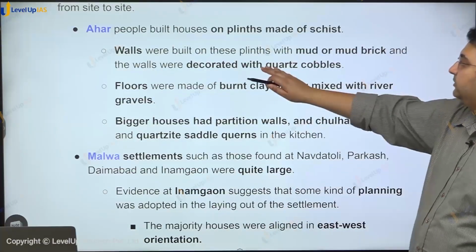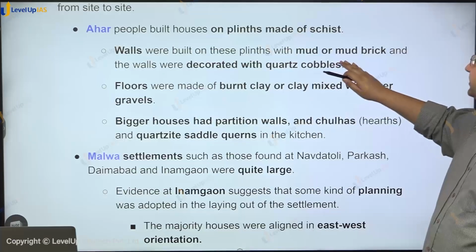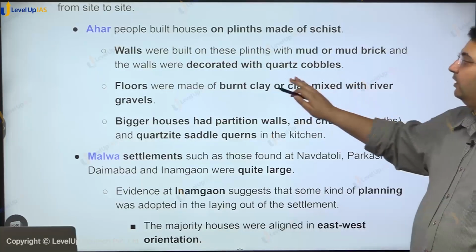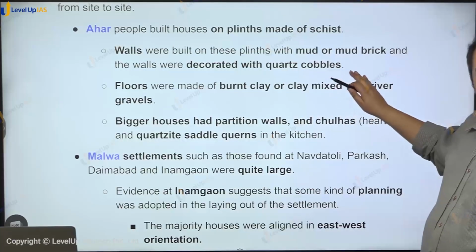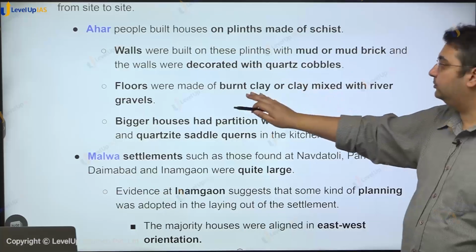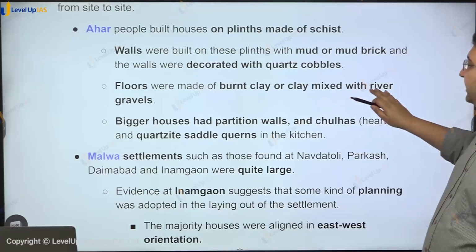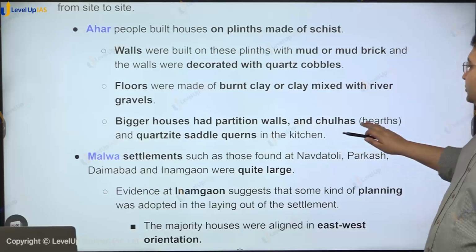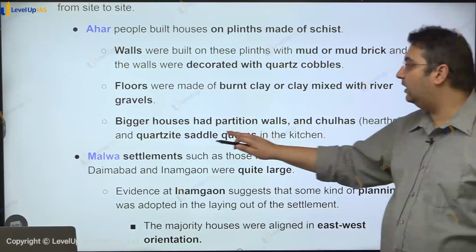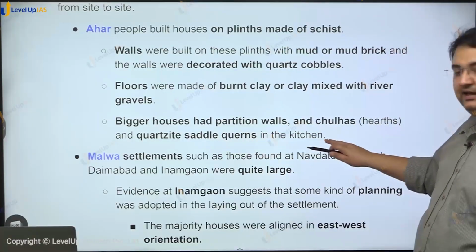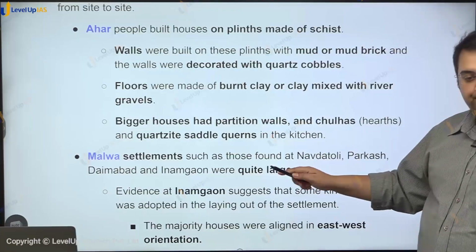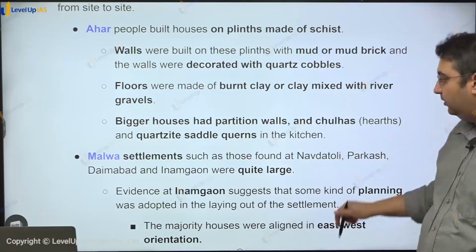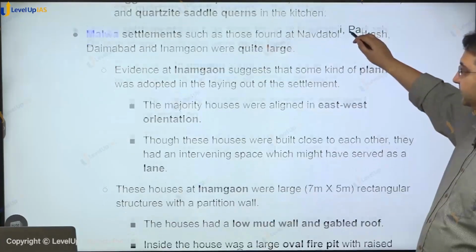ठीक है. Walls were built on these plinths with mud or mud brick, and the walls were decorated with quartz cobbles. ठीक है. Floors were made of burnt clay or clay mixed with river gravels. And bigger houses had partition walls and chulhas or hearths and quartz saddle querns in the kitchens. Querns क्या होता है? ओखली, जहां पे ग्रेन्स को ग्राइंड किया जाता था, right?